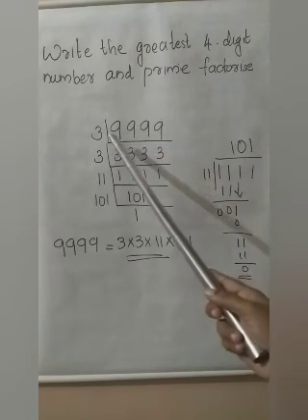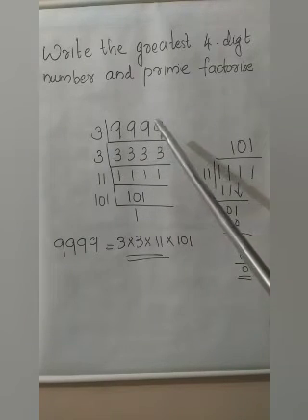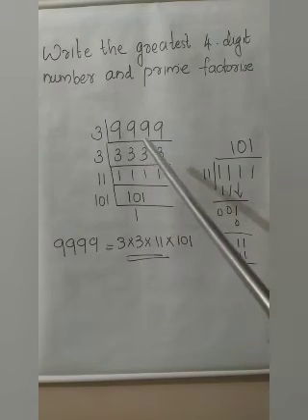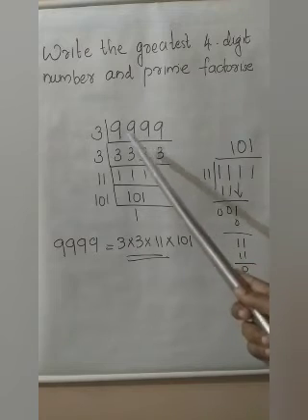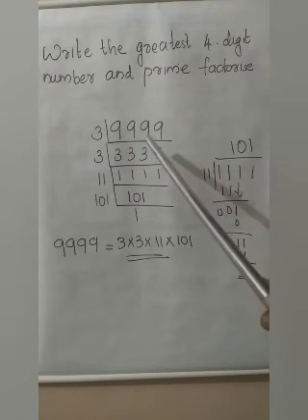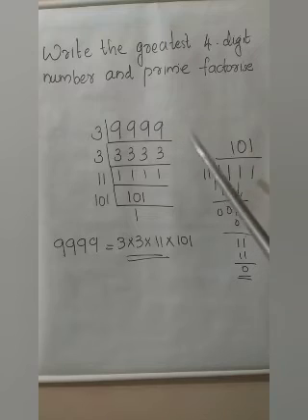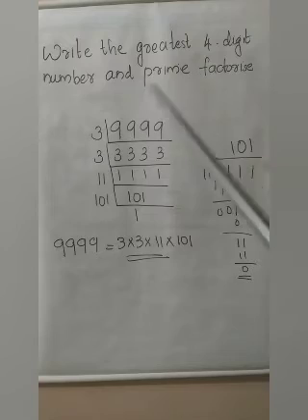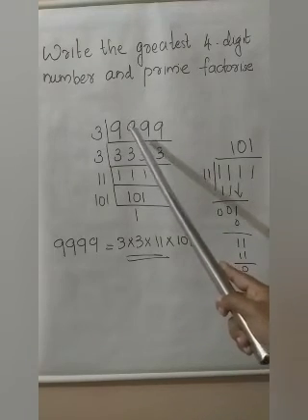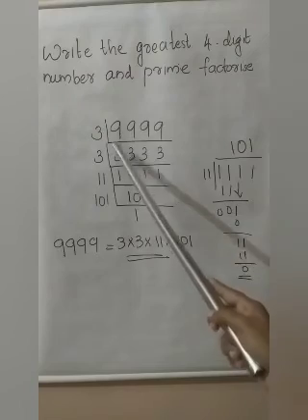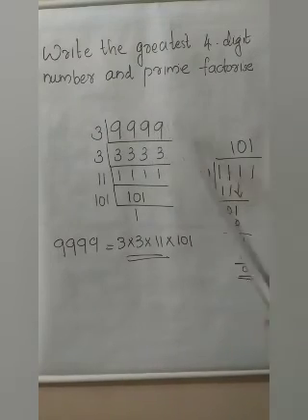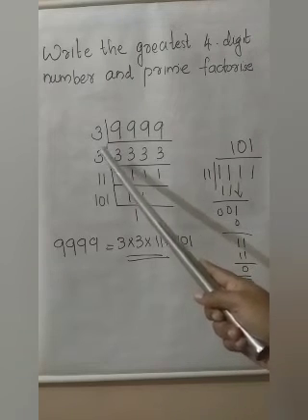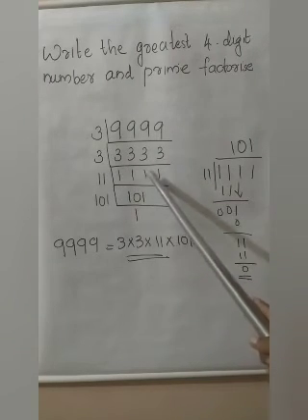Here all the digits are 9, isn't it? So it is divisible by 3. Or you can check the divisibility by 3: 9 plus 9, 18. 18 plus 9, 27. 27 plus 9, 36. 36, again adding 3 plus 6, 9. Is it divisible by 3? Yes. So dividing by 3: 3 in 9, 3 times. Again 3 times. Again 3s. Again this is divisible by 3. So dividing by 3, you are getting 1, 1, 1, 1.